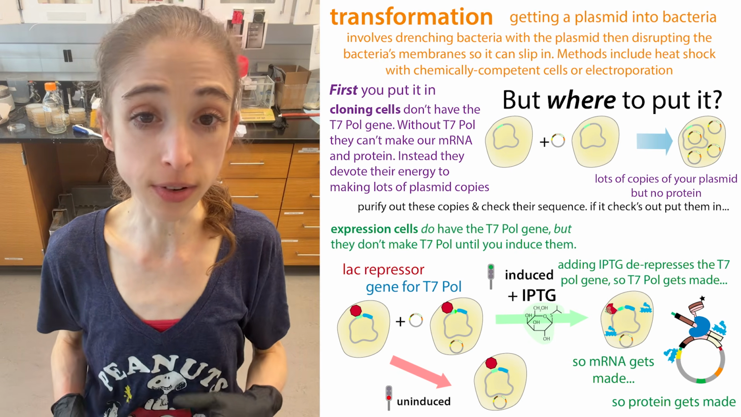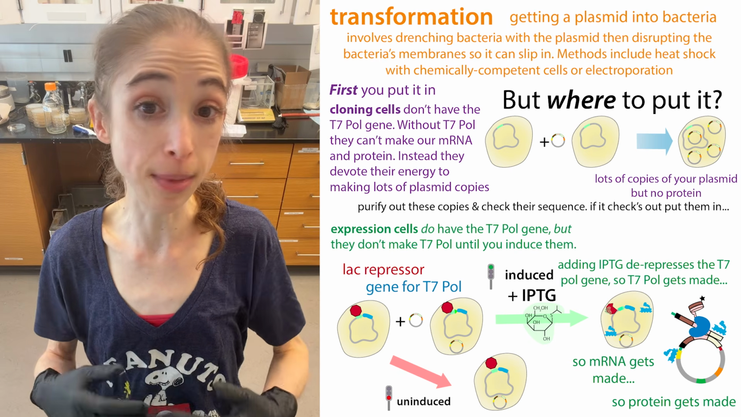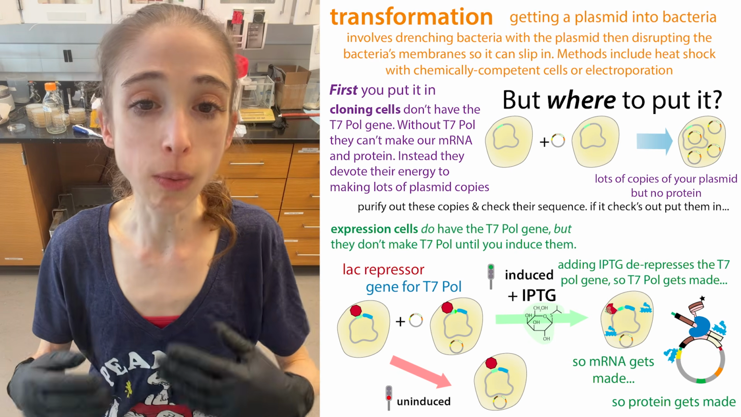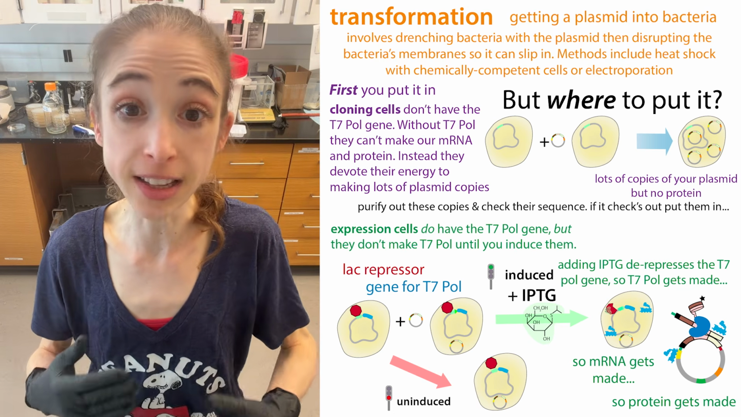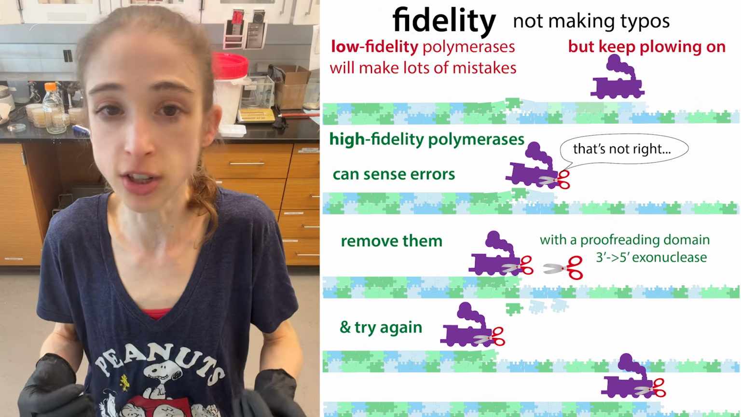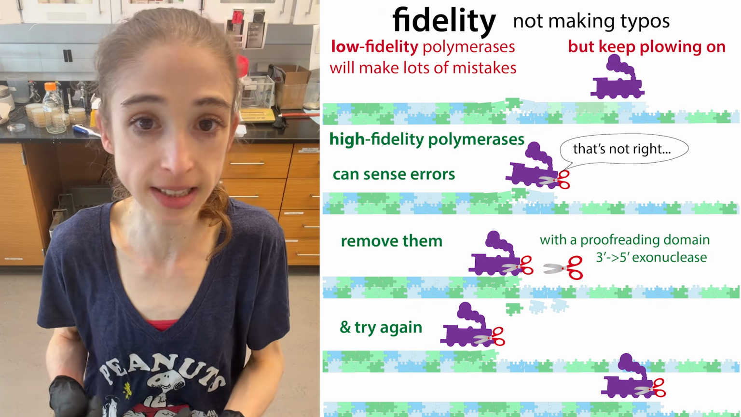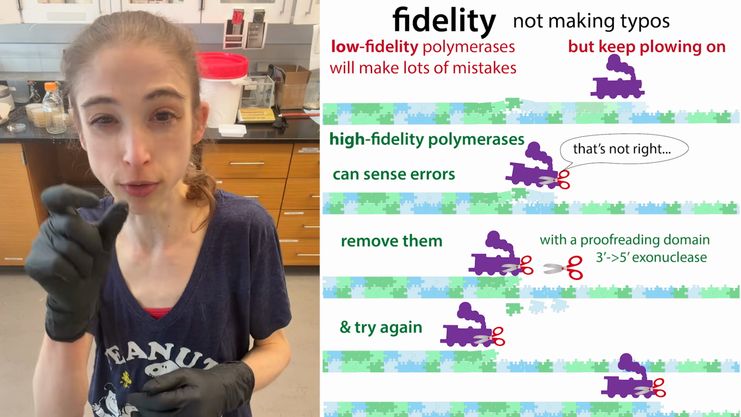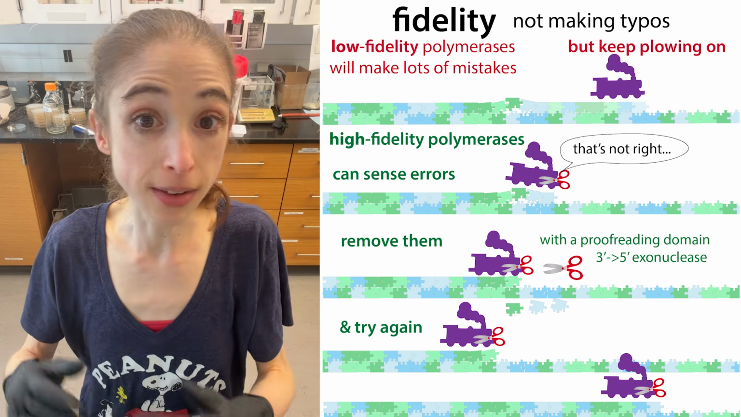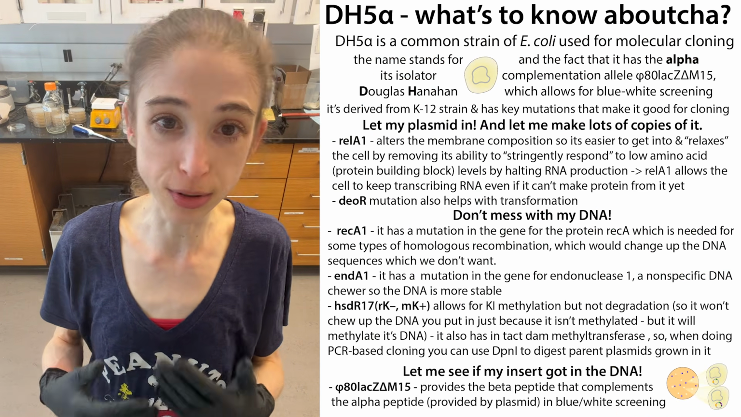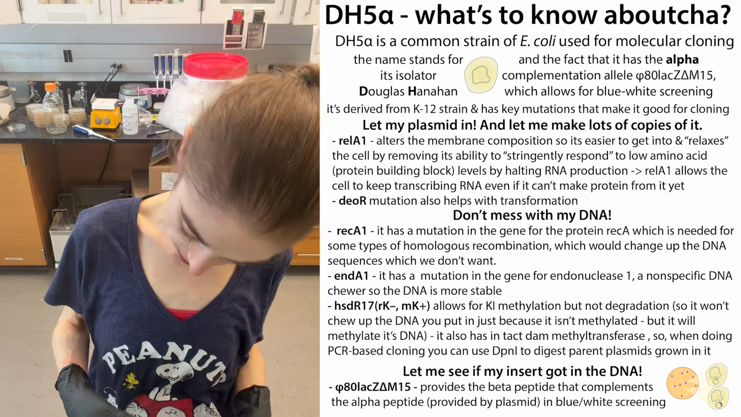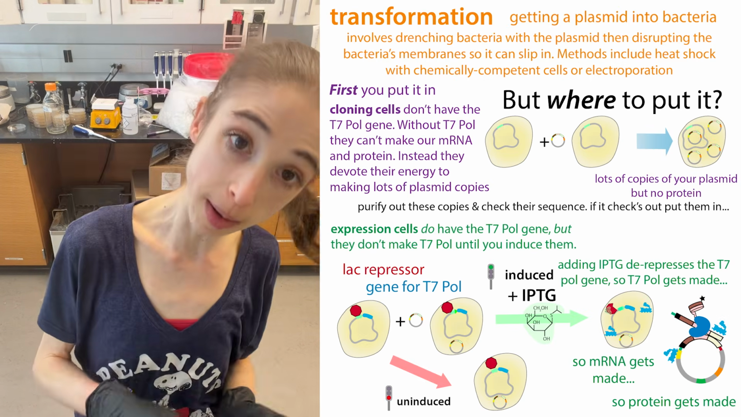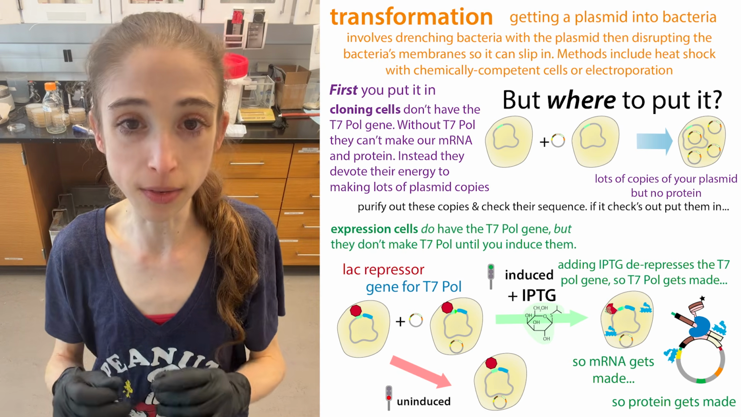DH5 alpha is a strain of bacteria that's really good at making a lot of copies of DNA and doing it with high fidelity. When we say high fidelity, we mean that it can do a lot of this copying without making mistakes. You might hear about high fidelity polymerases for PCR, which make fewer mistakes, and often have a proofreading domain. With these bacteria, they're able to make a lot of copies of their DNA and not make errors. They're not good at making protein though, so if we want to make protein, we have to put them in another type of bacterium.